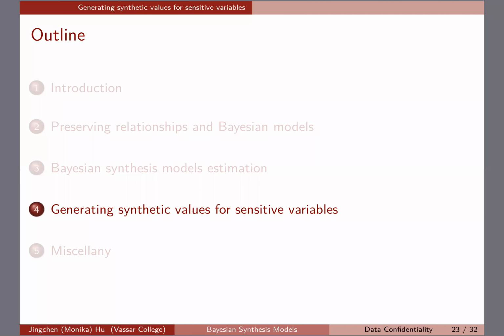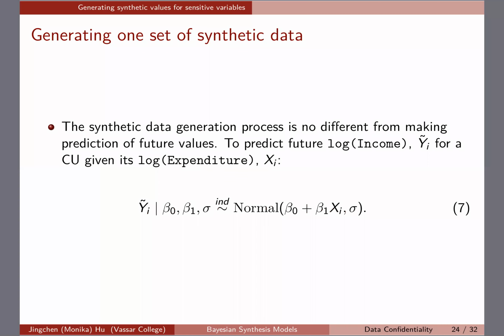Okay, so the last part here is how to generate synthetic values for sensitive variables. We know that generating synthetic data is no different from making predictions of future values, right? At the end of the day, we're doing posterior predictive. So, just to refresh your memory, if you try to predict future log income, we use y tilde i given log expenditure x_i, which is given to you.